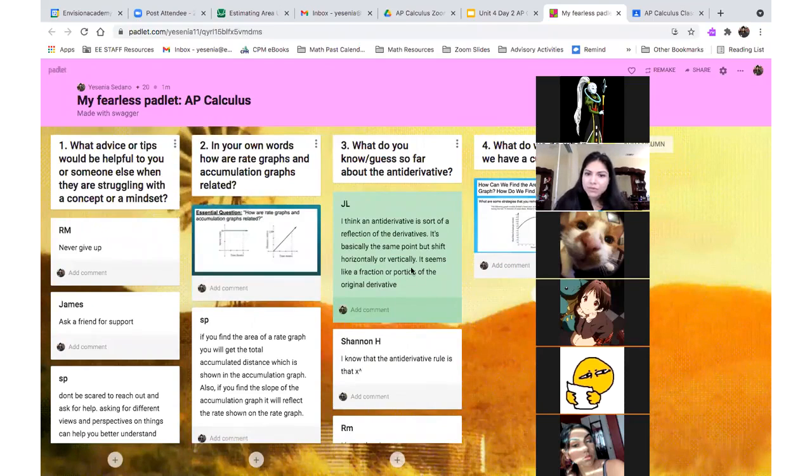Something that was new, as a new thing that came up here, was I think the antiderivative is sort of like a reflection of derivatives. It's basically the same point, but shifted vertically or horizontally. It seems like a fraction or some portion of the original derivative.